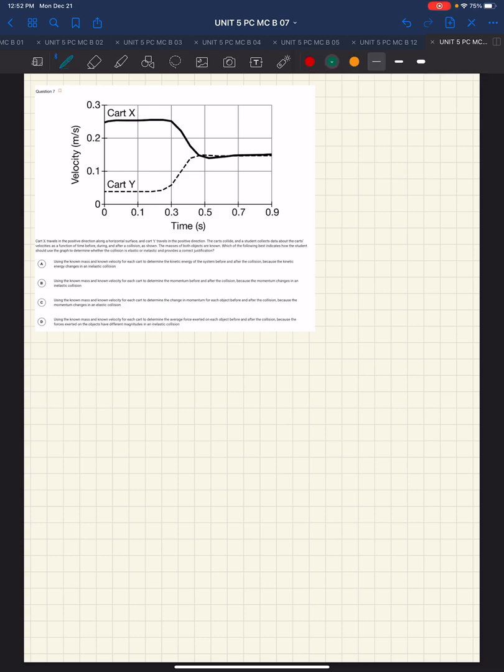So in this question, we have a graph. So we'll start right off with our axes. Our origin 0, 0 is there. Our y-axis is velocity, x-axis time. The intercepts: there are two different curves, and they both have positive y-intercepts.